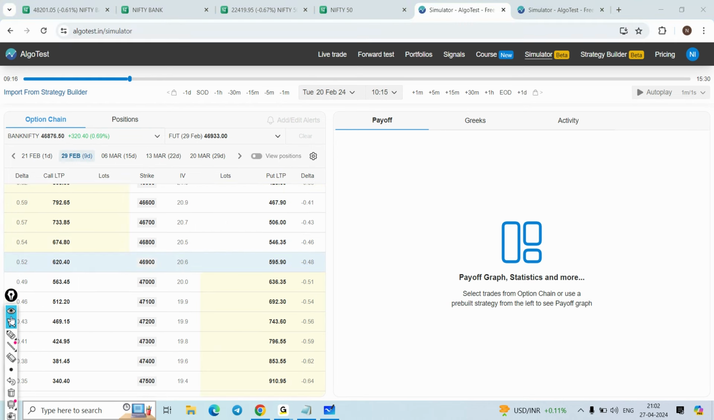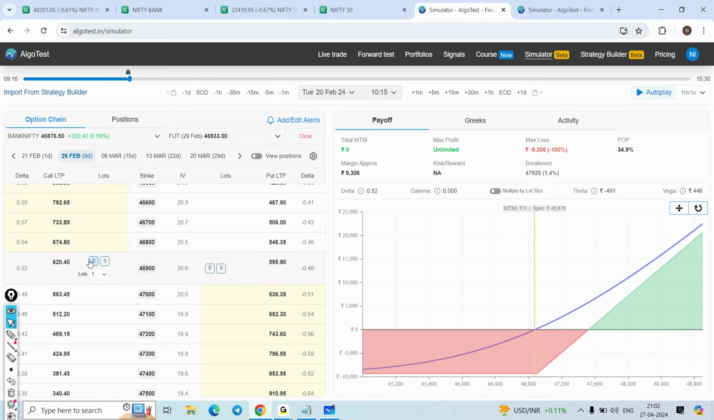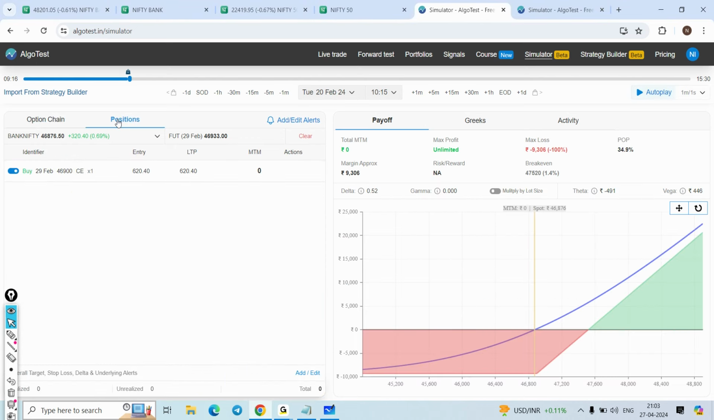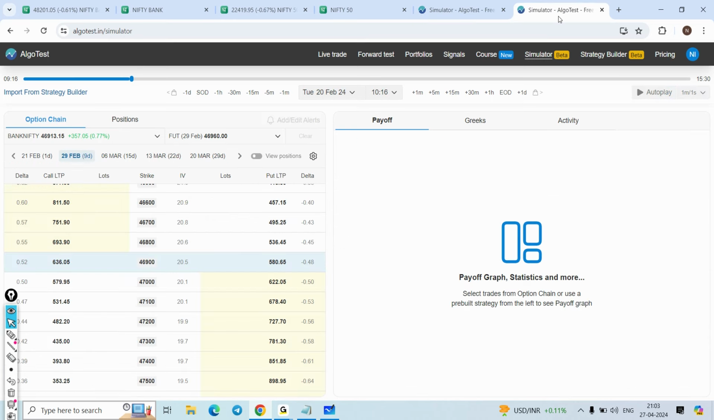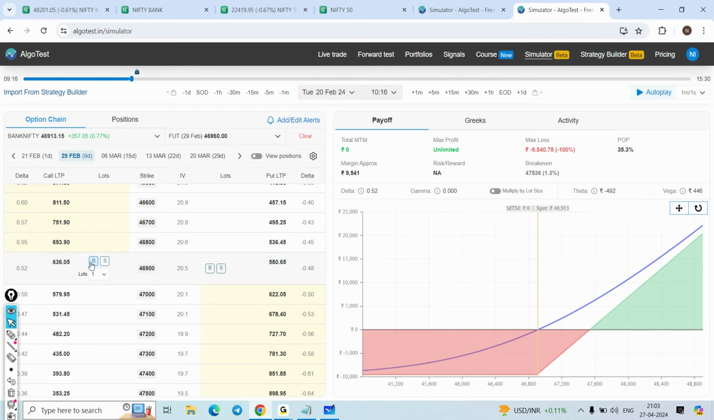First case, I'm only buying the call option. Positionally, what I did, I only bought call option. Second case, same 10:15, 20th February, I am buying call option positionally, but here I am hedging my position.